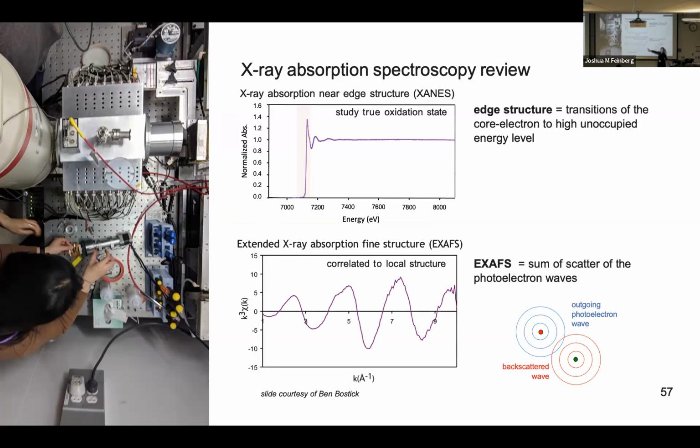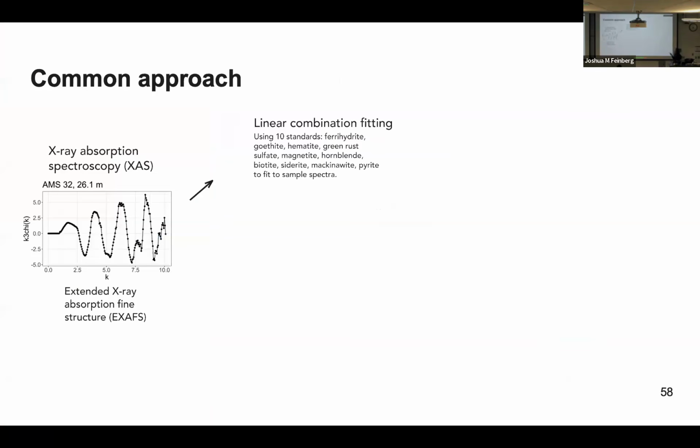Now this is the same thing, just with some equations in wave number space. And this EXAFS region represents the sum of the scattering of the photoelectron waves. So essentially it tells you what your bonding environment is to iron in this case. Once you collect a bunch of these spectra and pull some all-nighters, then you can get your spectra. And one common approach is just to do linear combination fitting. You have different standards that you know well, and you just fit those to your sample spectra.